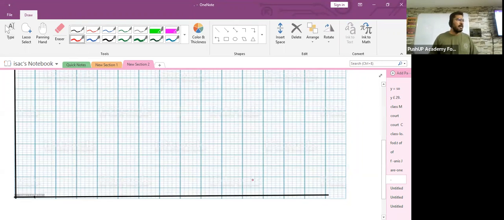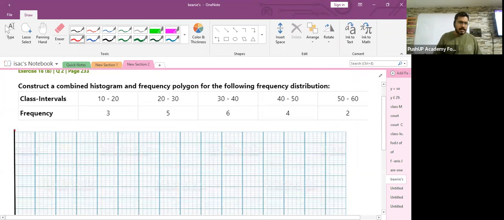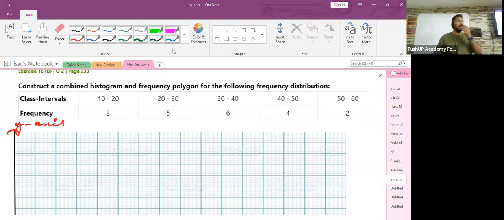Are we all done? X-axis, y-axis. Please do write it down, okay? The name of the axis. It's compulsory. X-axis and y-axis. All right.